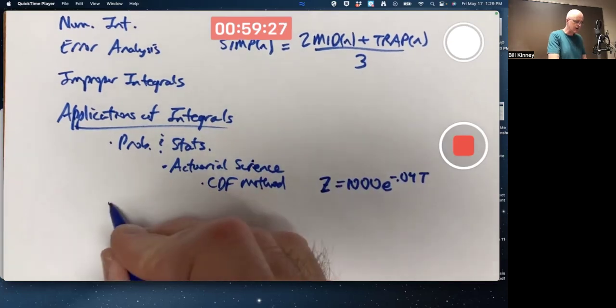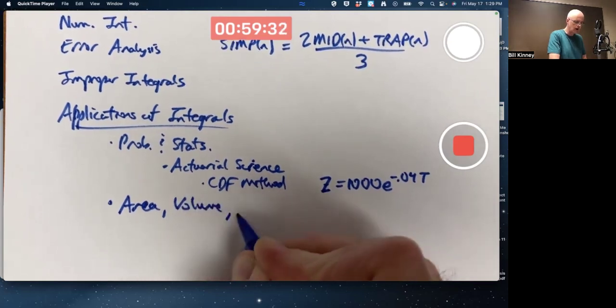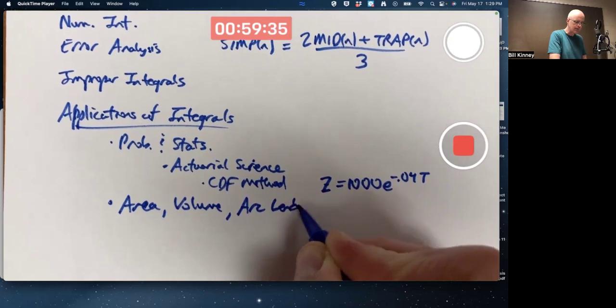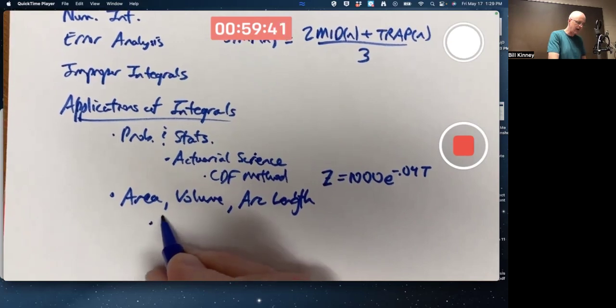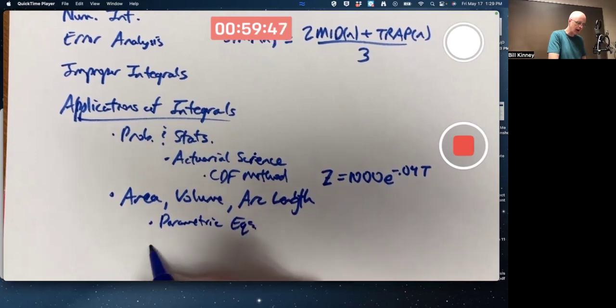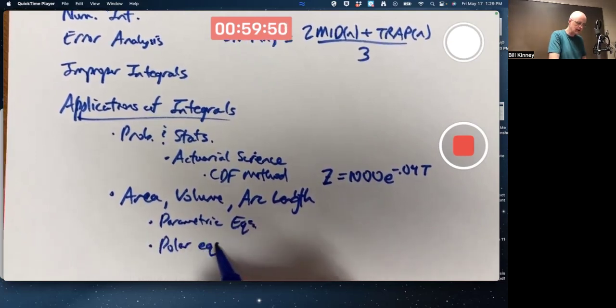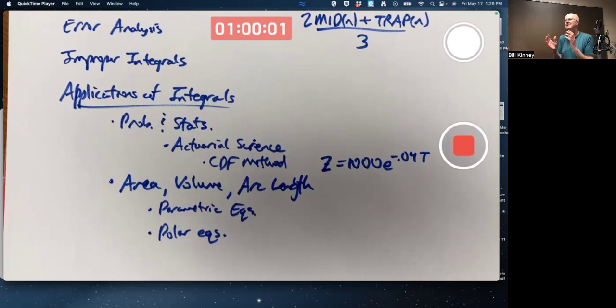Other applications that are more standard included area, volume, arc length, so geometry applications. Within that included parametric equations and polar equations. Also, with the volume, we considered volumes of revolution, solids of revolution. People typically find those difficult. It's especially difficult to draw, and maybe that's why people find them difficult, because they're difficult to draw.